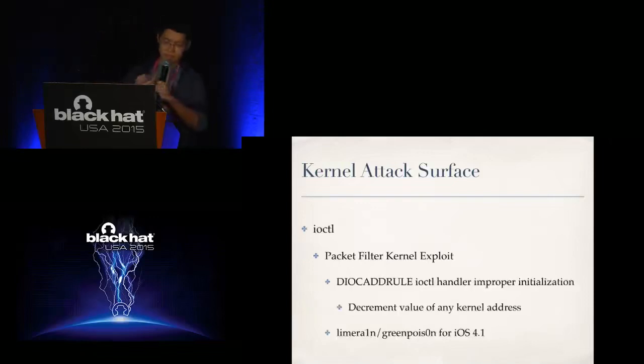Okay, let's have a look at the I/O control, the powerful API. There's a bug called the packet filter kernel exploit. In this very special handler, it doesn't correctly initialize a member of a data structure, so you could pass a kernel address inside, and at the end of the function, it will decrement the value at the address. That means you are able to decrement the value of any kernel address, so you can change kernel data. This bug was used in Limera1n and GreenPois0n for iOS 4.1.